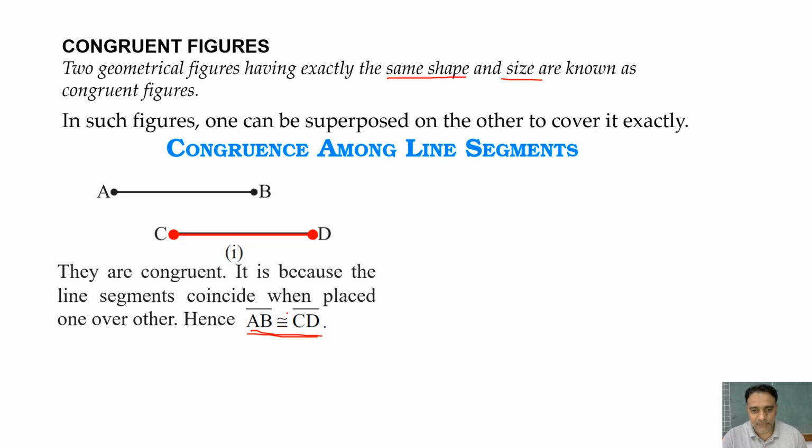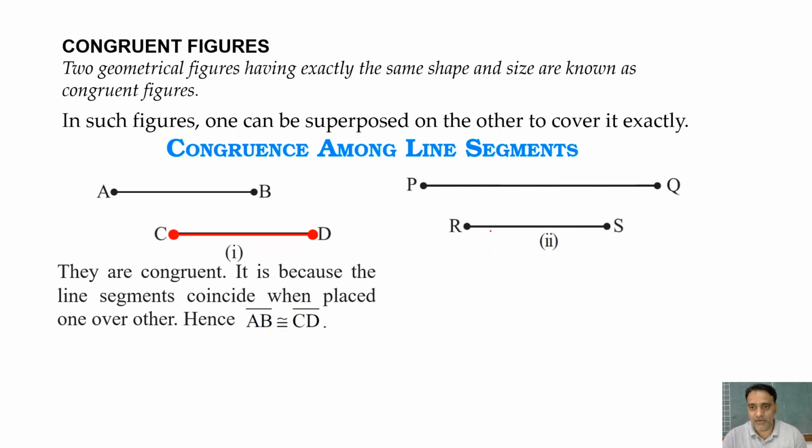If you see the symbol of congruent, it is a combination of two symbols. One symbol is used for same shape, and the equal symbol is used for same size. In class 10th you will study about the same shape only, and those figures are known as similar figures.